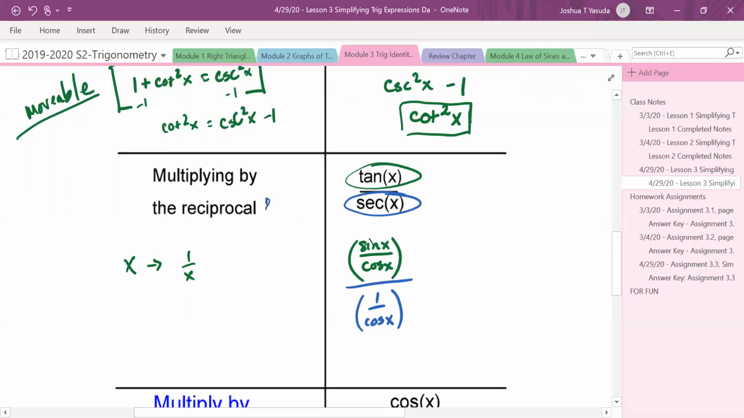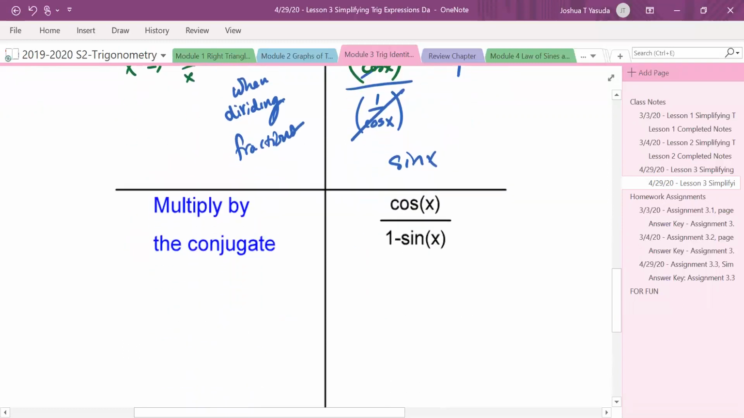The reason I'm saying multiply by the reciprocal is because when you have one fraction on the numerator divided by another fraction on the denominator, you multiply by the reciprocal. So you multiply by cosine of x over 1. You would flip it and multiply to the top. And now the cosine is reduced, and it leaves you with just sine of x. So when dividing fractions, you multiply by the reciprocal.